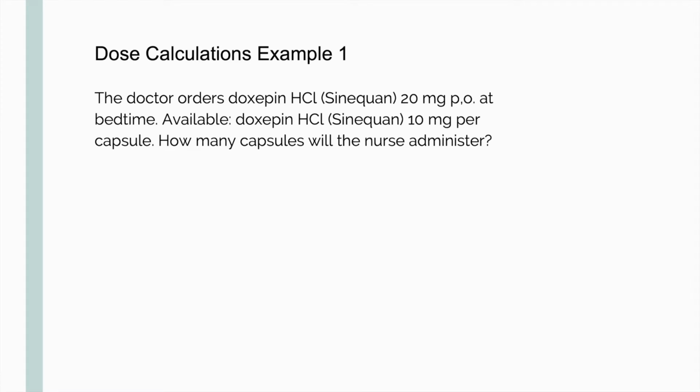In our first example, the doctor orders doxepin HCl 20 mg PO at bedtime. We have available 10 mg per capsule. The question is, how many capsules will the nurse administer?